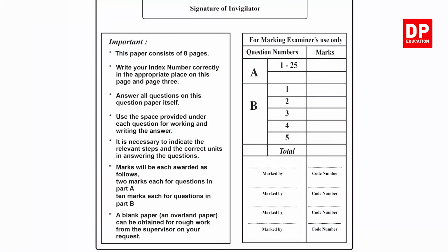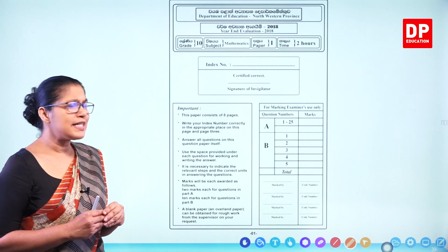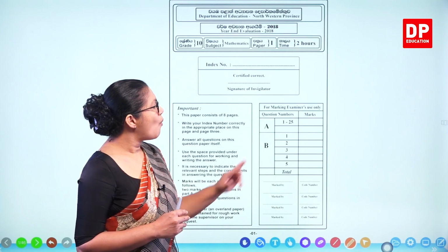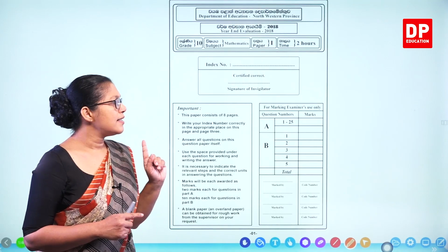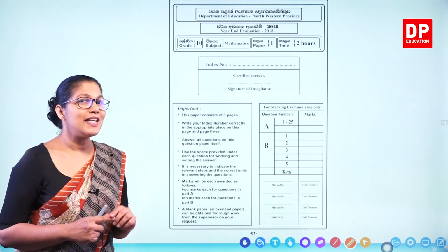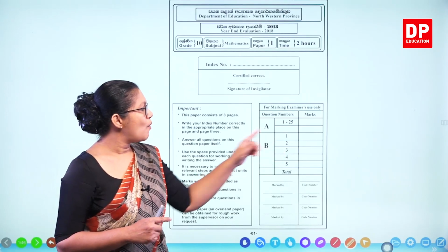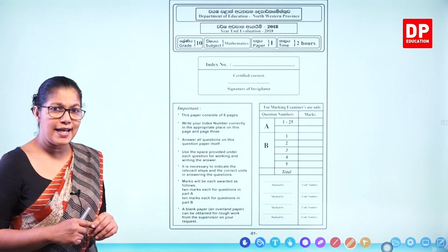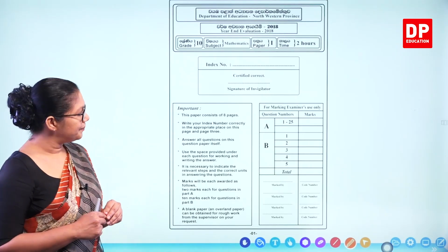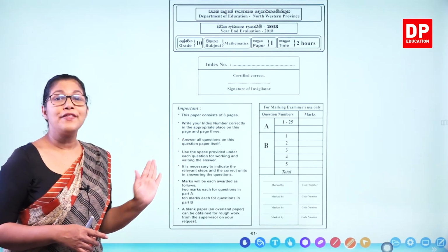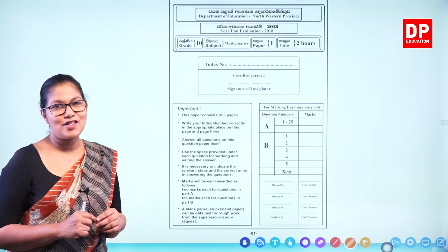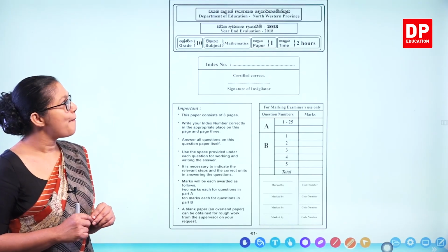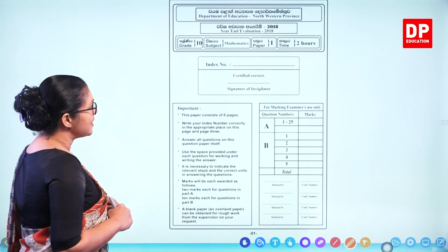There are 25 short questions in part A and 5 long questions. So what about the time? You can spend 1 hour for part A and 1 hour for part B. For one short question you can spend 2 minutes and 24 seconds, and for one question from part B you can spend 12 minutes. Before you look at the video, you have to first do it yourself and then check your answers with my video. So we'll do paper 1, part A.